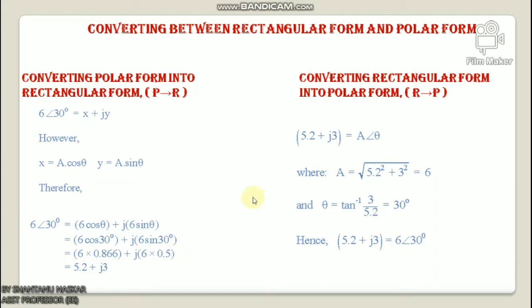We can also convert back from rectangular form to polar form. Here, converting rectangular form into polar form, R to P. So 5.2 plus j3 equals A angle theta. The formula is A equals root over 5.2 square plus 3 square, which equals 6, and we know that theta equals tan inverse y by x. So 3 by 5.2, which gives 30 degrees. So the rectangular form 5.2 plus j3 in polar form is 6 angle 30.